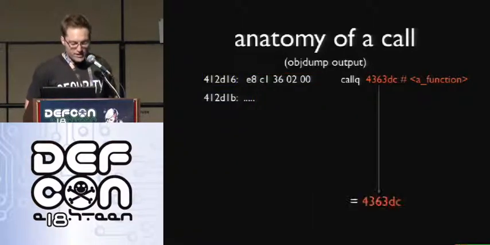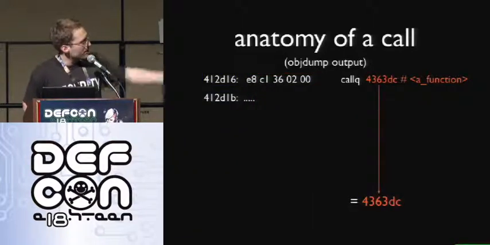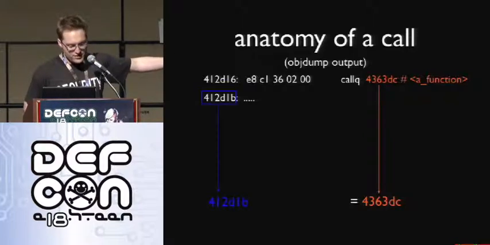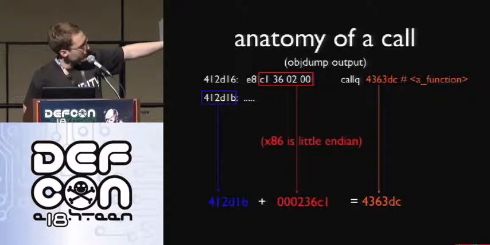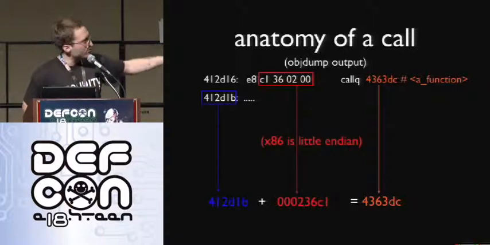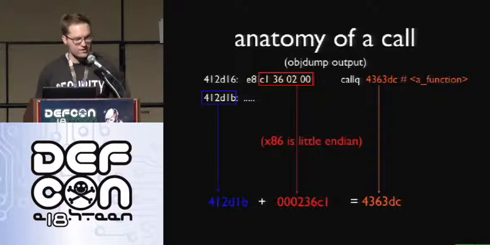The way that's actually calculated is, we're trying to call a function at that address, 4363DC. That's calculated by taking the address of the next instruction that's going to be executed and adding it to the 32-bit displacement. Remember that x86 is little endian, so you need to flip the bytes around before you add it.